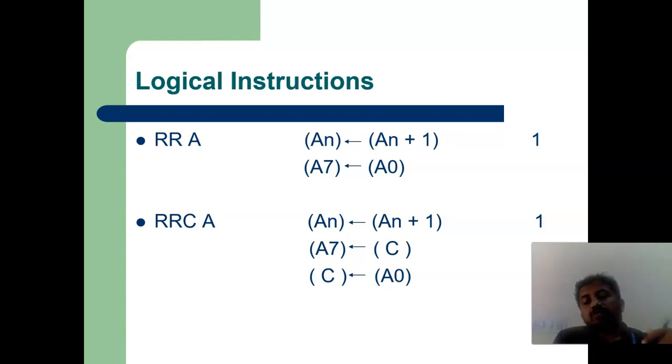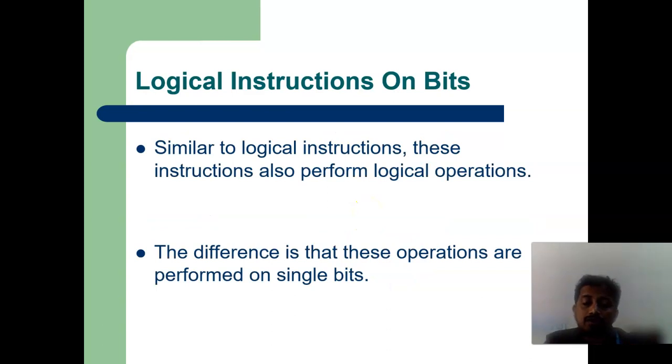When you take the carry flag into consideration, the A7 bit is copied into the carry flag, and from the carry flag it is rotated again. Here, the A0 bit will be copied into the carry flag, and from the carry flag it moves into A7. Then the A7 bit moves into A6, and it proceeds that way. So this is rotate right and rotate left.